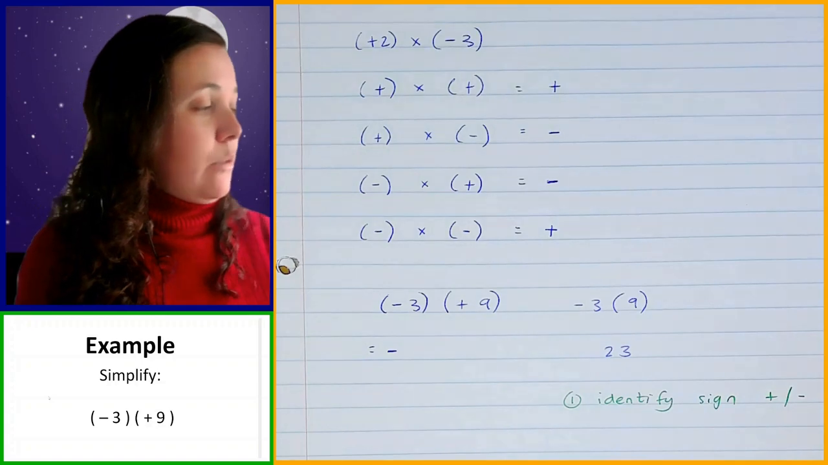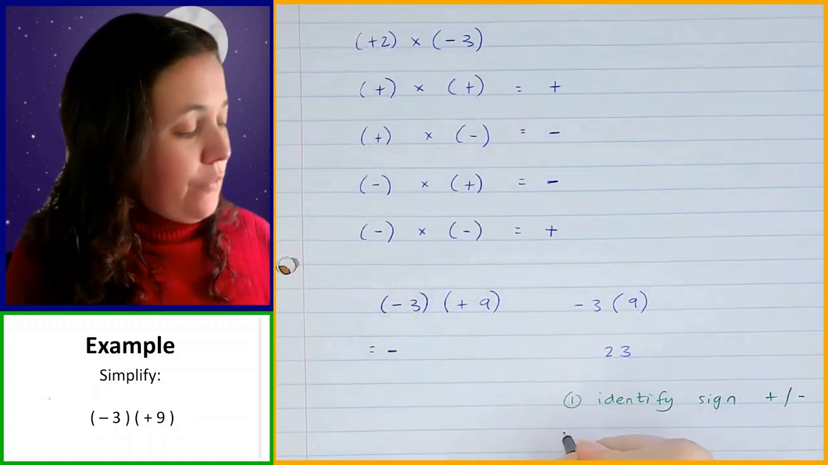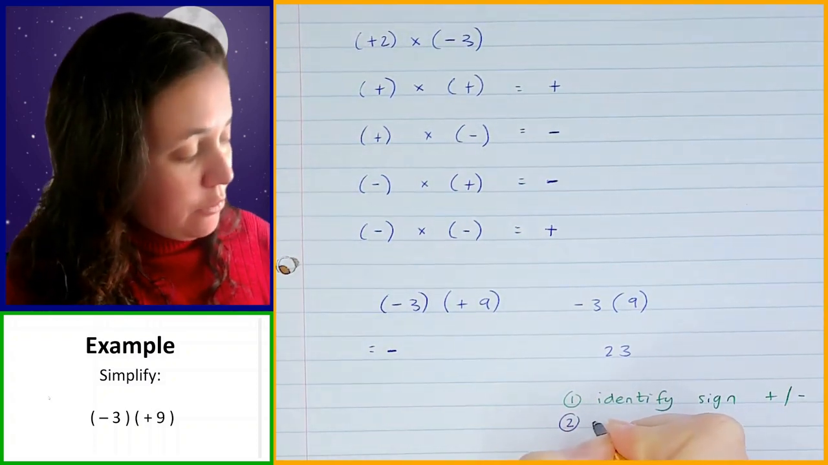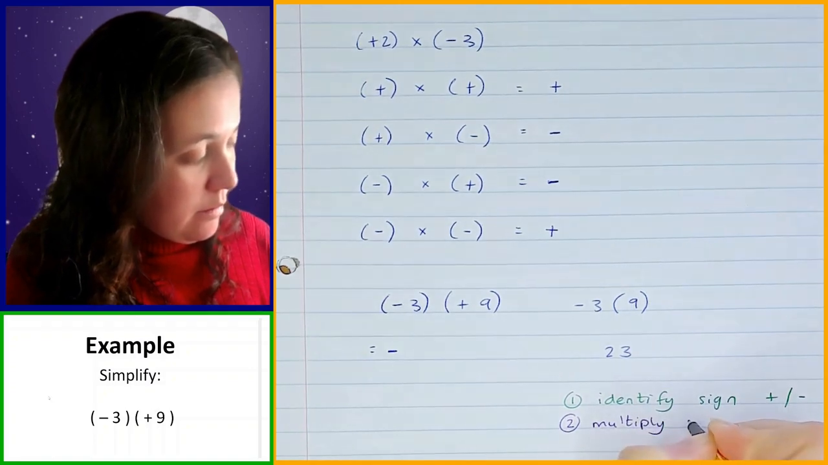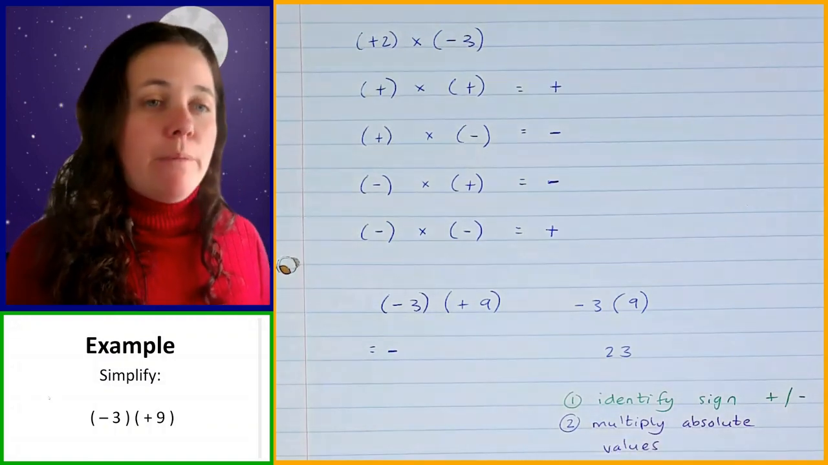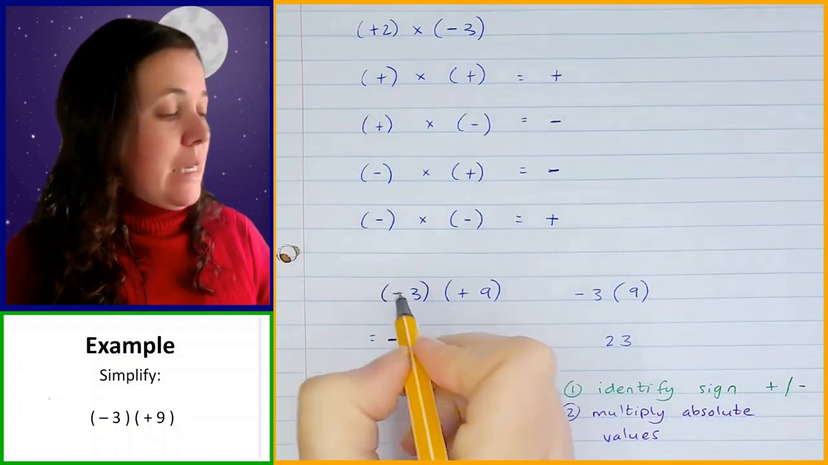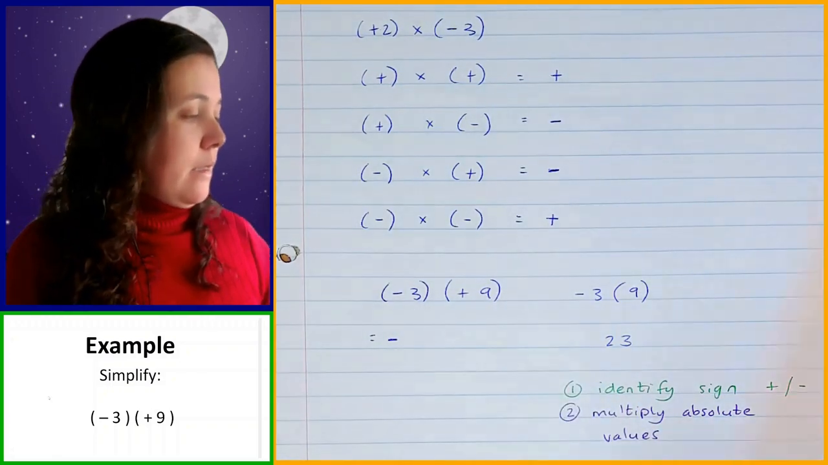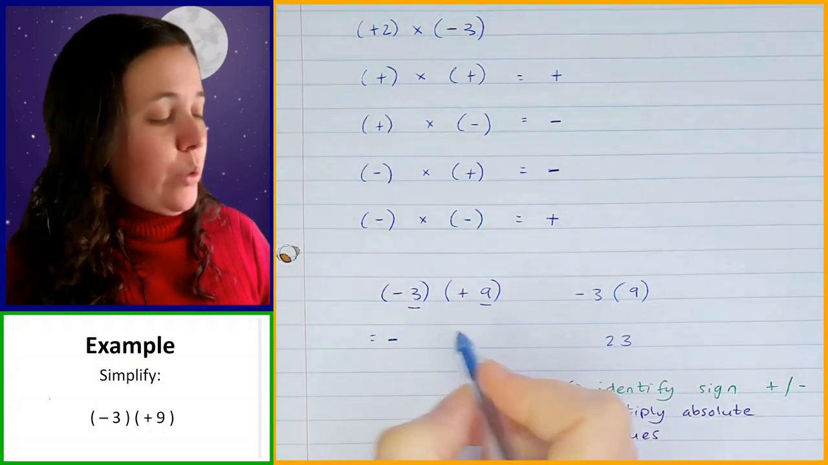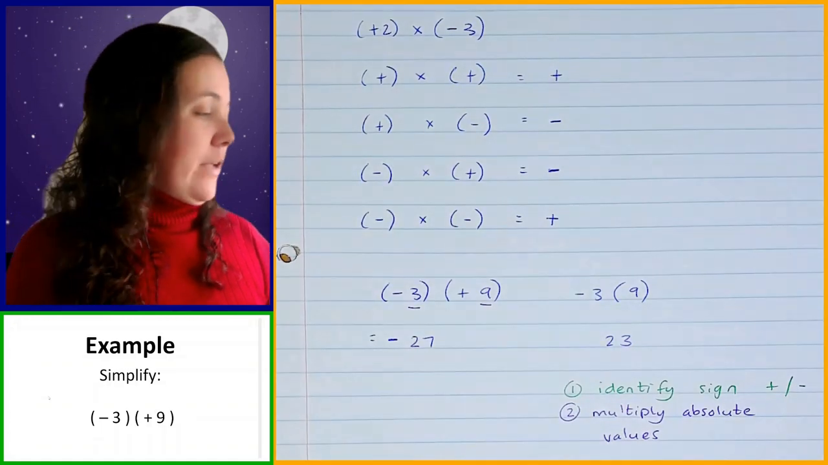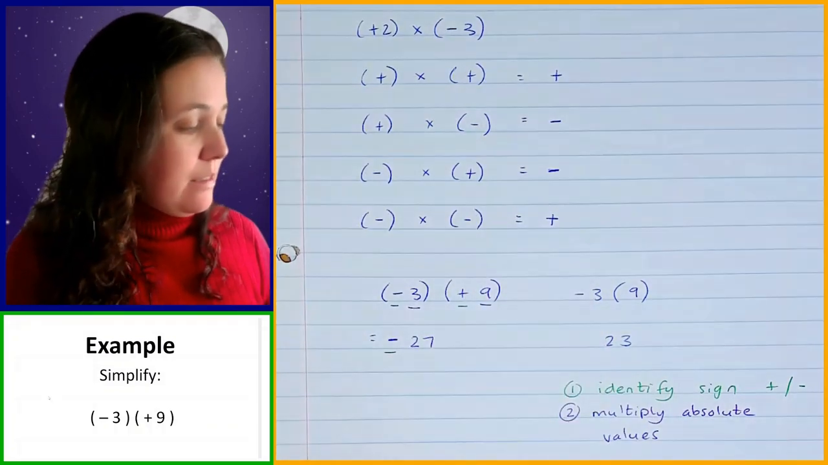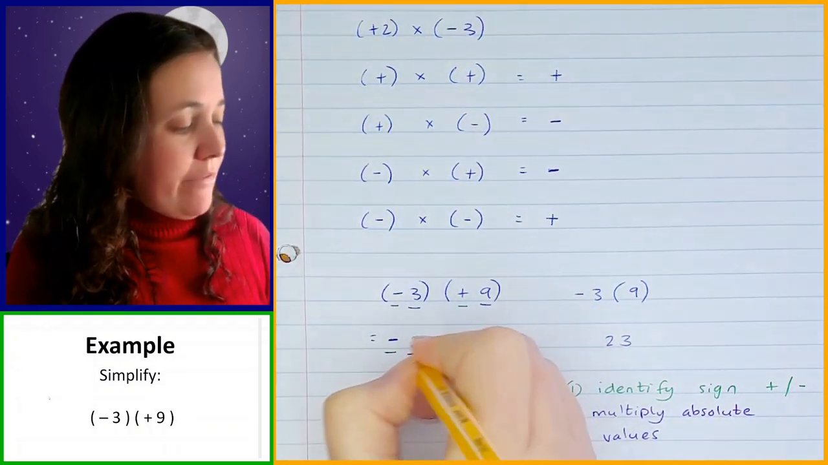And then the second thing we're going to do is we're going to figure out what the product is of the absolute value. So we multiply the absolute values. Okay, and remember the absolute values are the numbers, the number part. So over here, I multiply the 3 and the 9, and that is going to give me 27. Okay, so over here I had my minus and my plus giving me a minus, and here I had the 3 times 9 giving me 27.